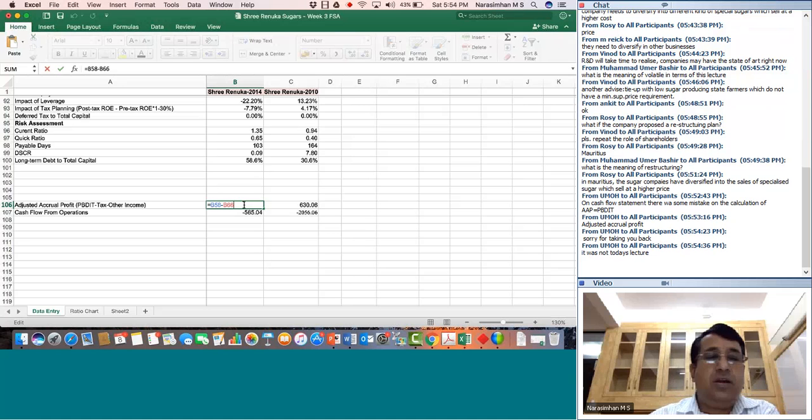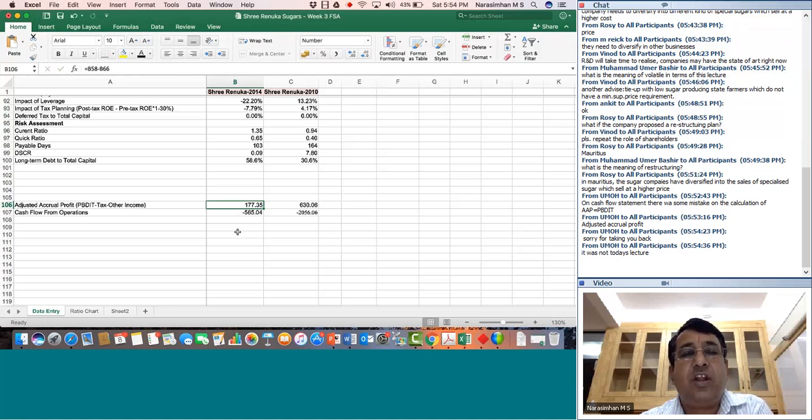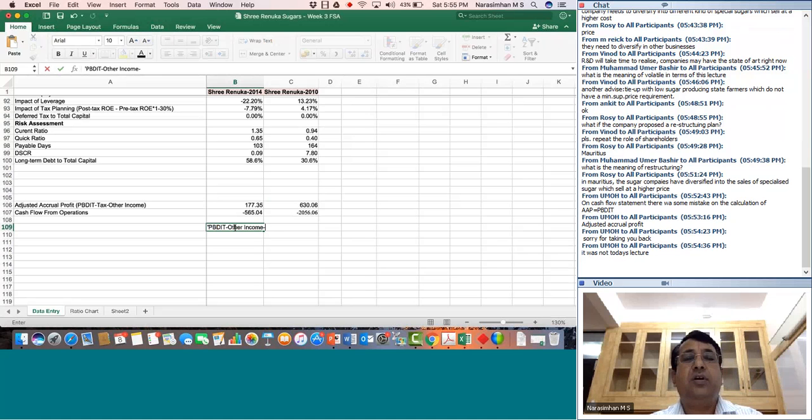Okay, but let me just clarify that. Adjusted accrual profit is a very simple computation: PBDIT minus other income minus taxes paid, or current tax, what we call. This is comparable with the cash flow from operation. So that's what we meant.